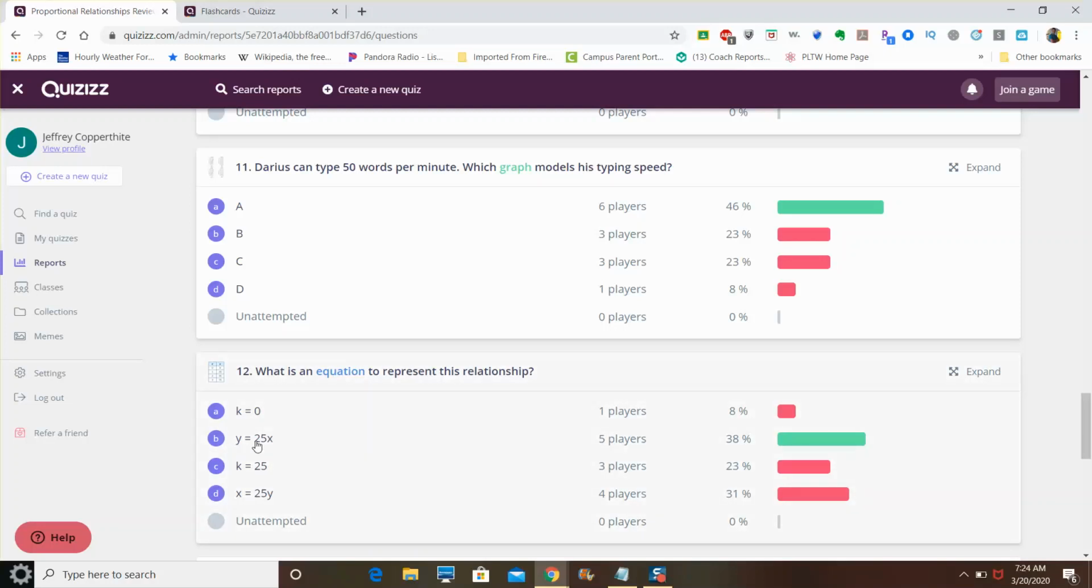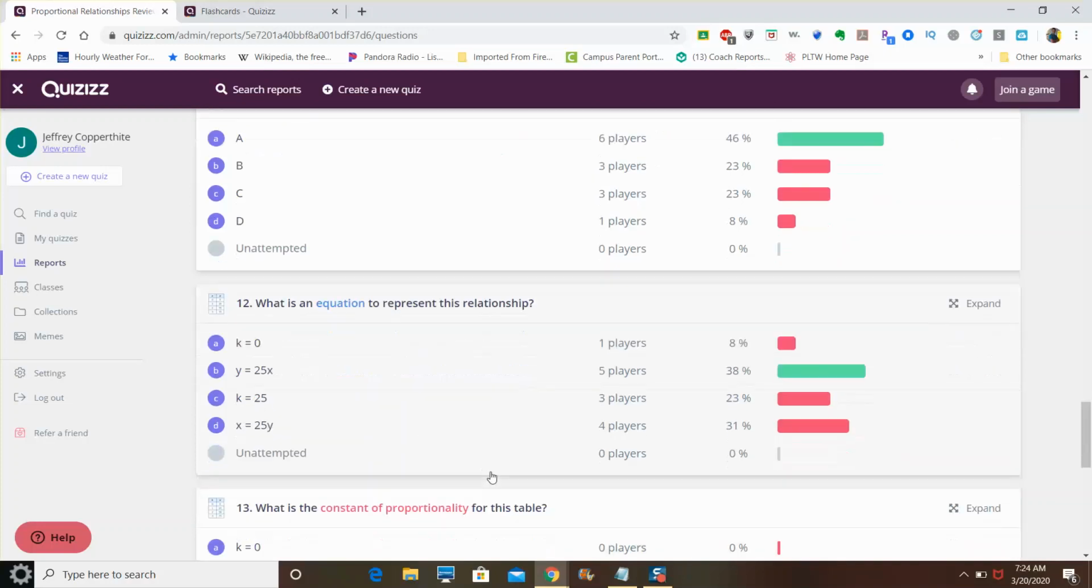So if I have y equals 25x as the correct answer, 4 of you had said x equals 25y. This is the one where the table was 1, 25, 2, 50, 3, 75. So if you said x equals 25y, you just put the equation in the wrong order. Those of you that said k equals 25, again, k is 25, but you need the equation, which is all y and x. So you need that B, y equals 25x, as the correct answer there. 3 more questions to go.